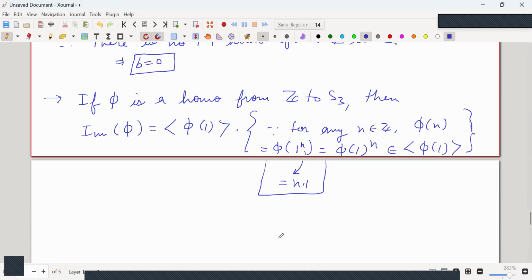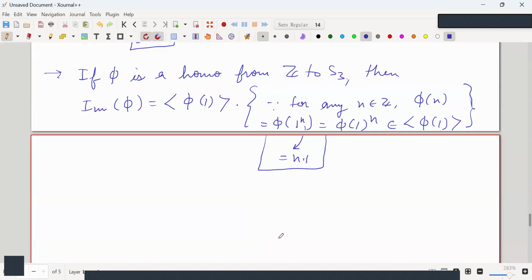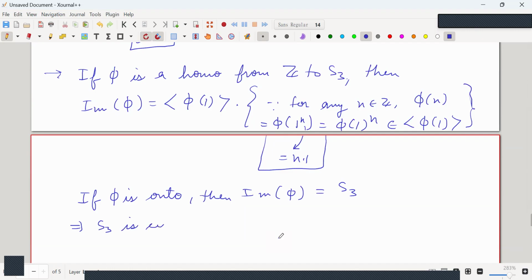Now, if phi is onto, then the image of phi is S3, which implies S3 is cyclic. And this is a contradiction, right? Because S3 is not cyclic, even if it is not abelian.